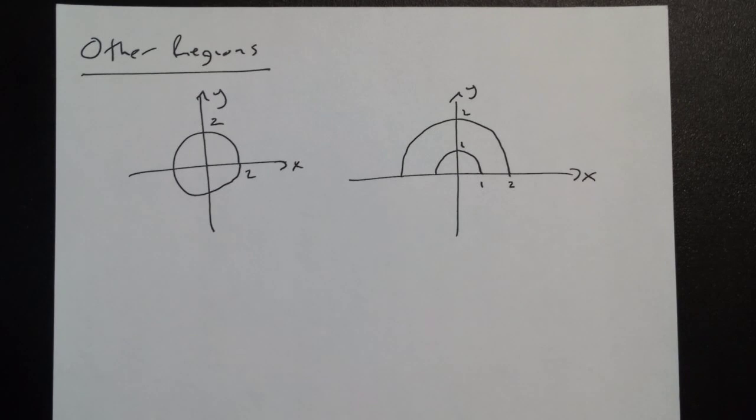Okay. I left you with the region on the right here, but the statement I'm about to make applies to both of these. Neither of these are nice as type 1 or type 2 regions. The left one's a circle of radius 2. What's the equation for a circle of radius 2 centered at the origin?